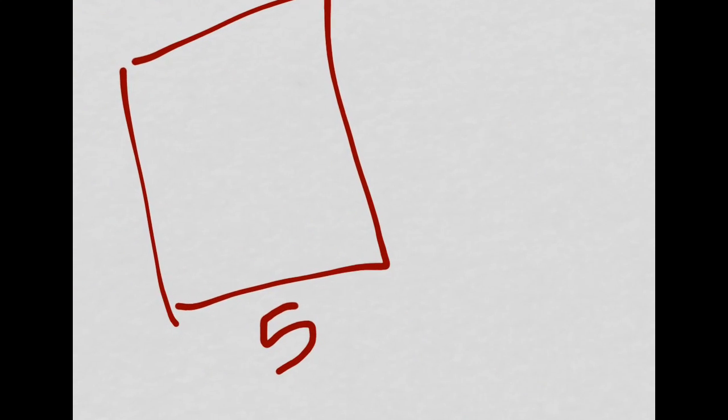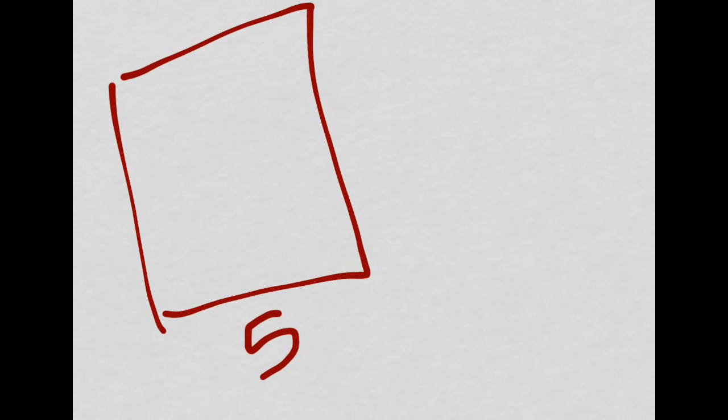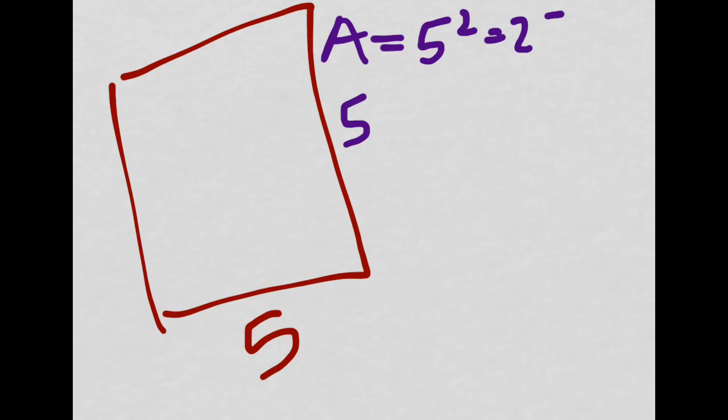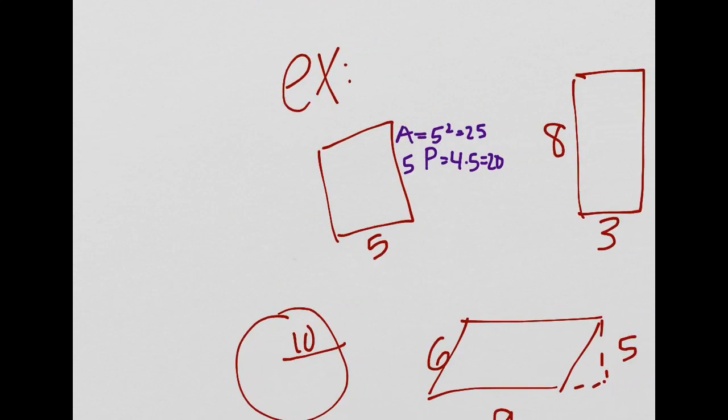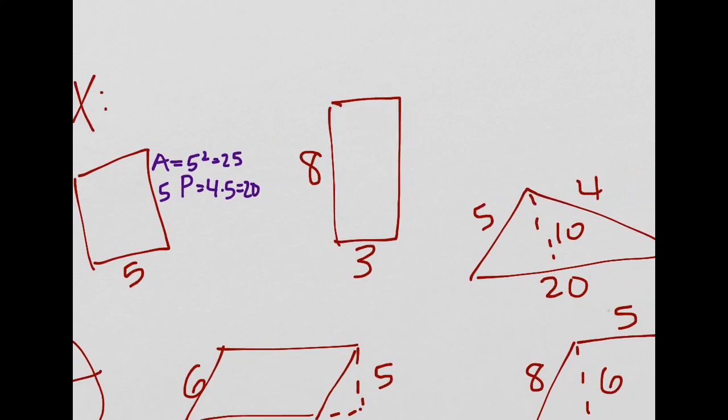Okay, our first one is the square. We want to find the area of this square. Well, we know that the side length, this is also 5, so we know that the area is equal to 5 squared, which is equal to 25. The perimeter is equal to 4 times 5, which is equal to 20. Okay, great. Now let's take a look at this rectangle.